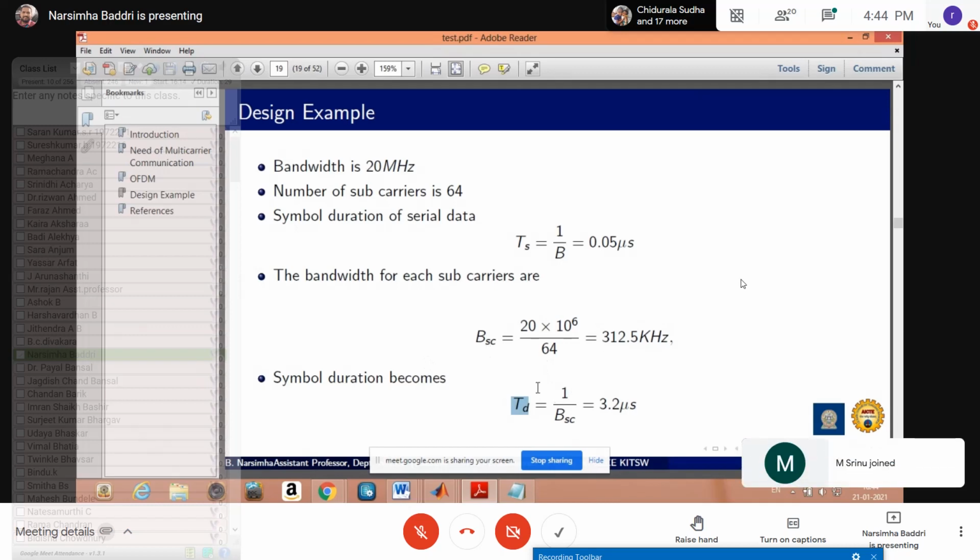The bandwidth for each subcarrier is 312.5 kilohertz, and the corresponding symbol duration becomes 3.2 microseconds. The symbol duration for the serial data transmission was 0.05 microsecond, and in this case it is 3.2 microseconds. The symbol duration is expanded.